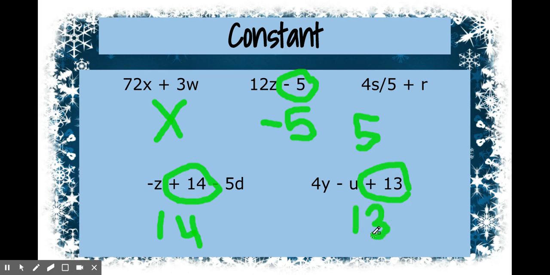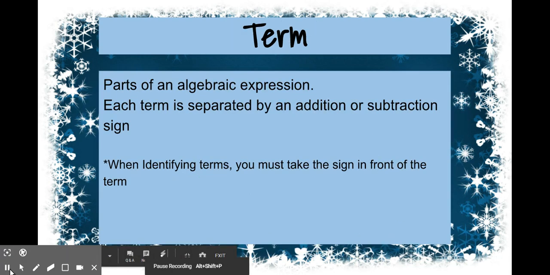Looking at these examples, you might notice that each expression only has one constant. That is not always the case. Sometimes you'll have 2, 3, 4. You could have 10 constants. Okay? Just these examples happened to only have one constant.